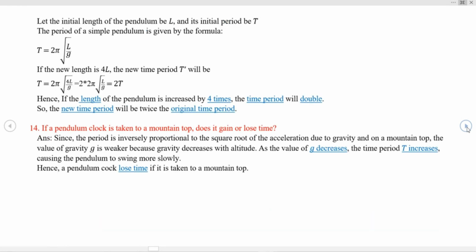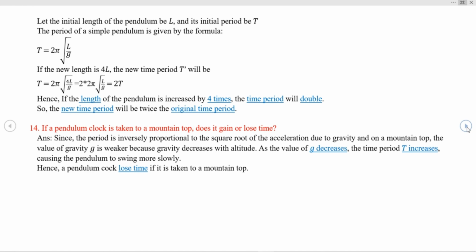Let's say the initial length of the pendulum be L and its initial period be T. The period of a simple pendulum is given by the formula T equals 2π√(L/g), right? So if the length is 4 times the original length, the new time period T' will be 2π√(4L/g). On calculation, we get T' equals 2 times the original time period T. Hence, if the length of the pendulum is increased by 4 times, the time period will be double. So, the new time period will be twice the original time period.